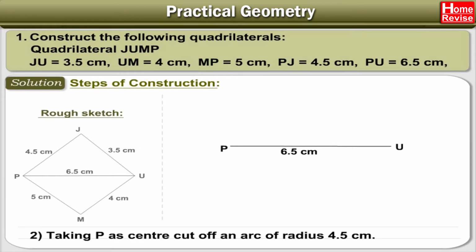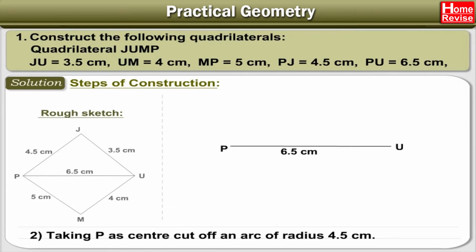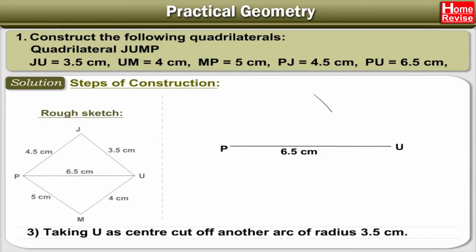Number 2. Take P as center and cut off an arc of radius 4.5 cm. Number 3. Take U as center and cut off another arc of radius 3.5 cm.